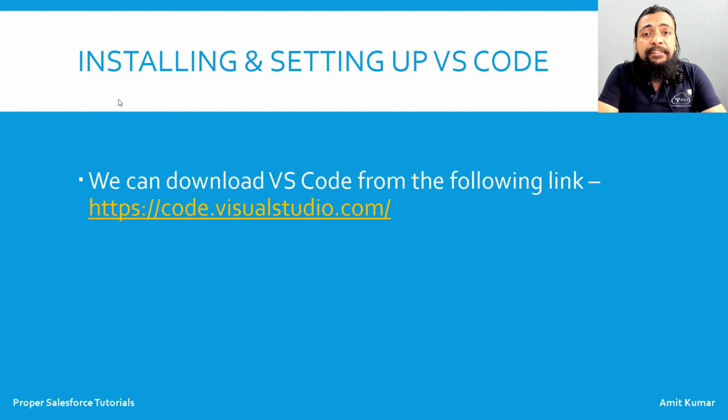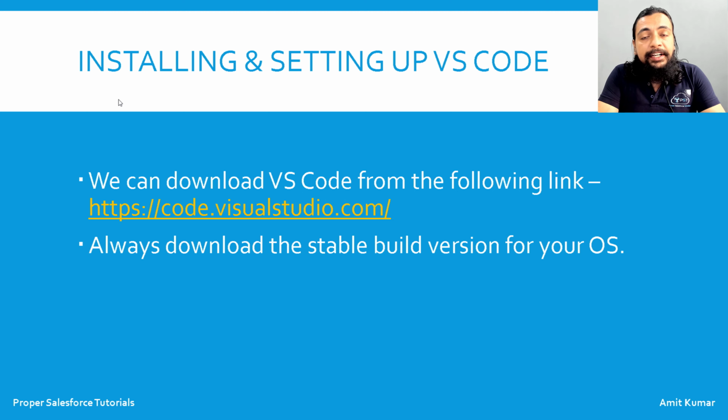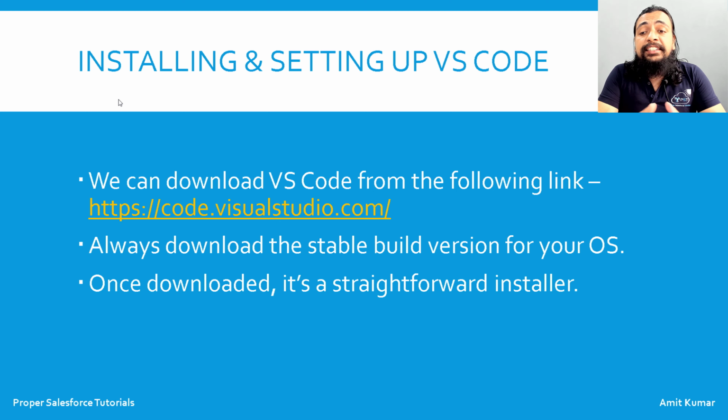Now you can download VS Code from the following link, that is code.visualstudio.com. You can go to that specific link, download VS Code and then install it on your system. It is highly recommended to always download the stable version of VS Code. VS Code provides plenty of versions, but it is better to install the stable version because that is the tested and verified version for our development. Once downloaded, it is a straightforward installer, just like any other next-next kind of installer. The installation process is very straightforward for VS Code.